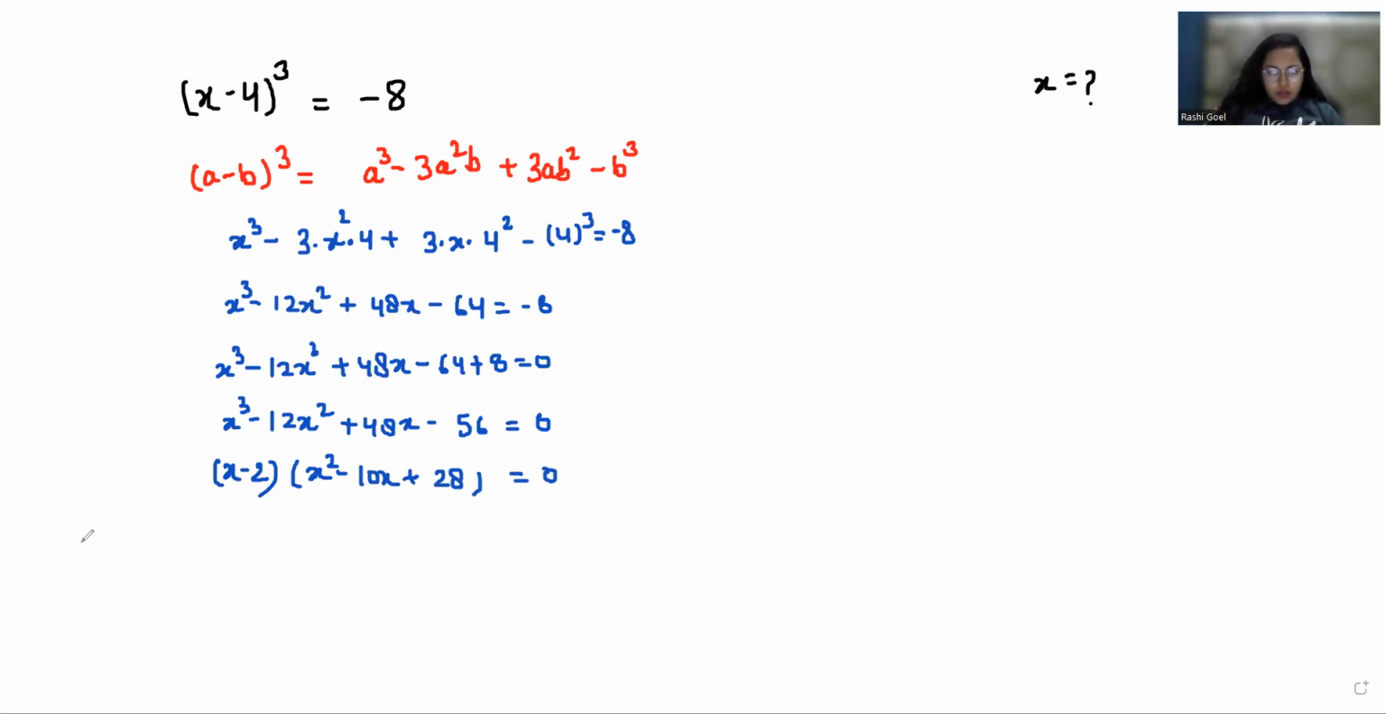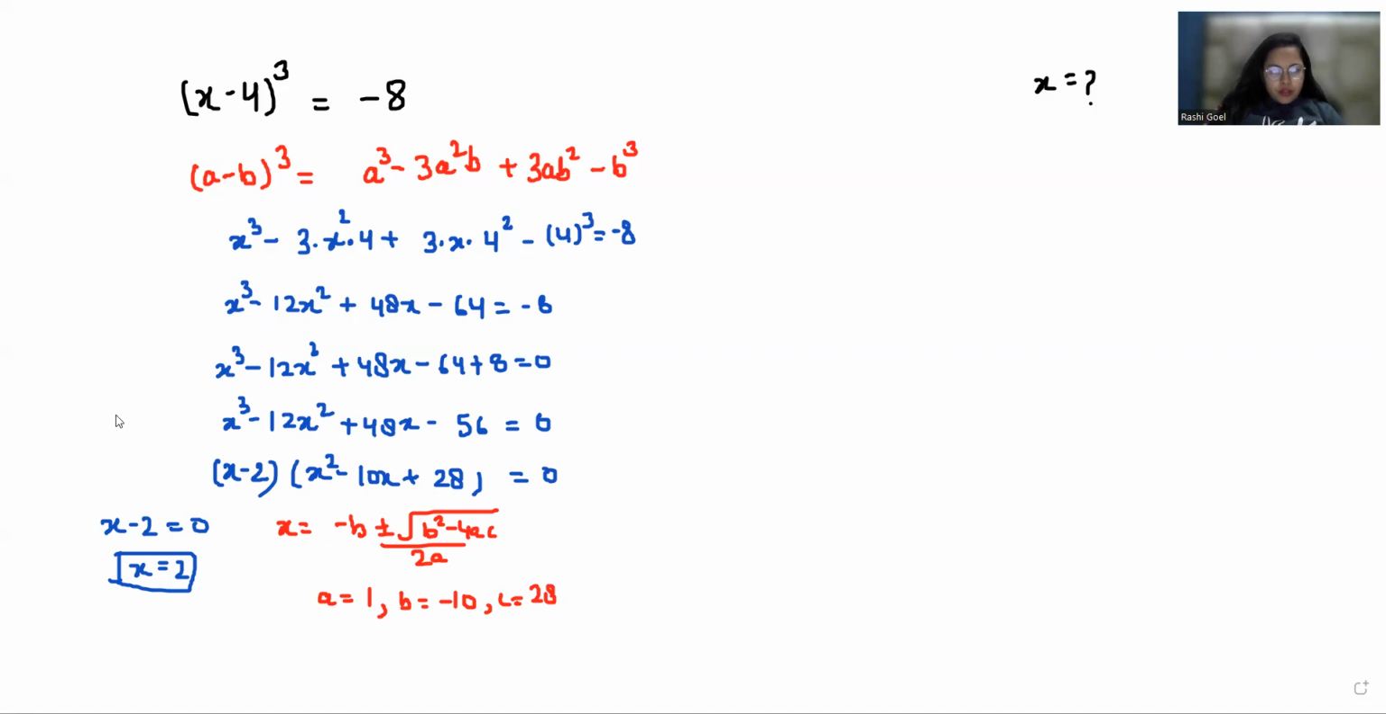Now we have two roots, either x minus 2 is equal to 0. So this gives us the value of x is 2, and we are going to use the quadratic formula here to solve this equation. That is x is equal to minus b plus minus under root b square minus 4ac by 2a, where a is the coefficient of x square, b is the coefficient of x, and c is the constant. So let's put all the values.